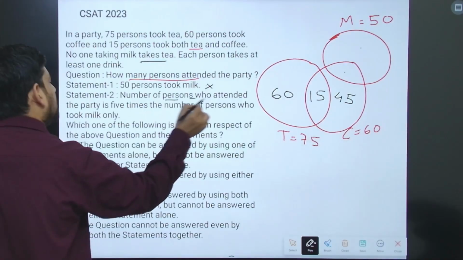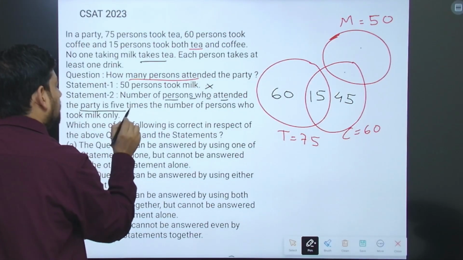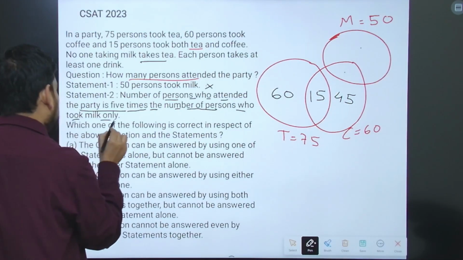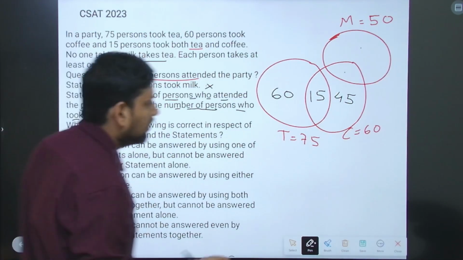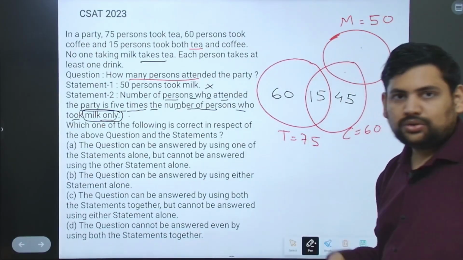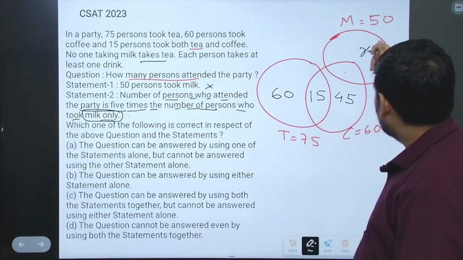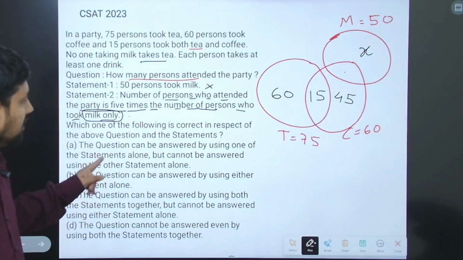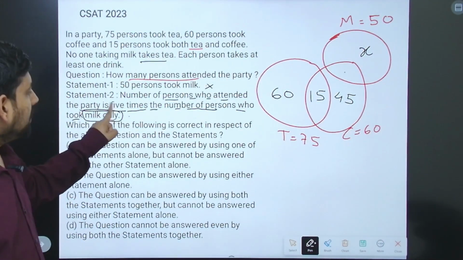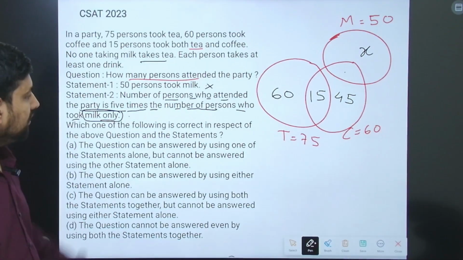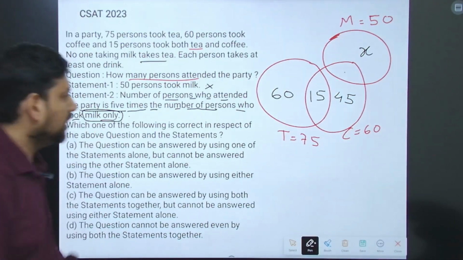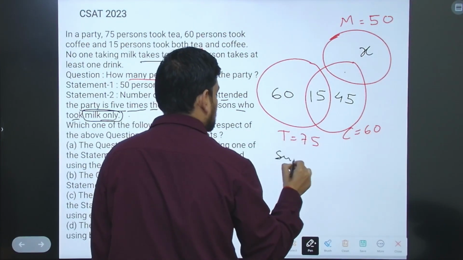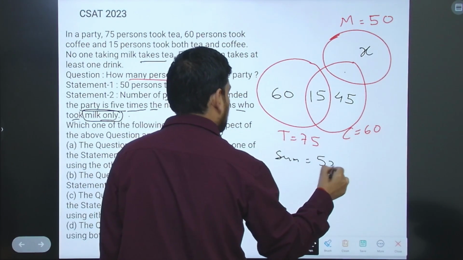Second statement: the number of persons who attended the party is 5 times the number of persons who took milk only. Who took milk only? Let's say this is X, the number of people who took milk only. So that means the sum of all this, eventually the sum of all this becomes 5x.